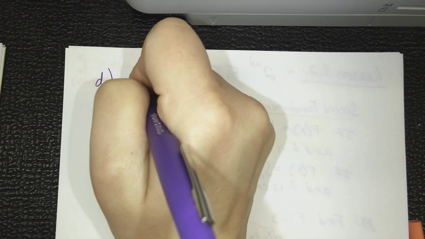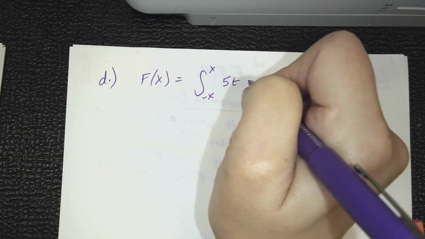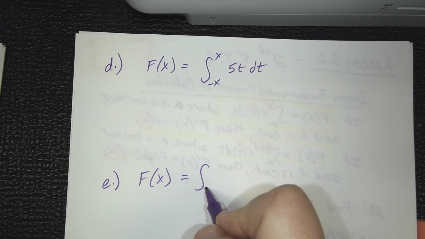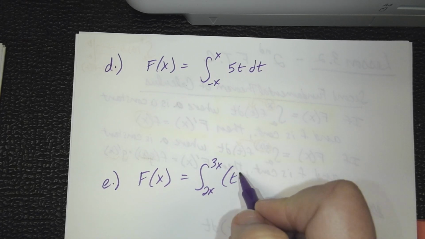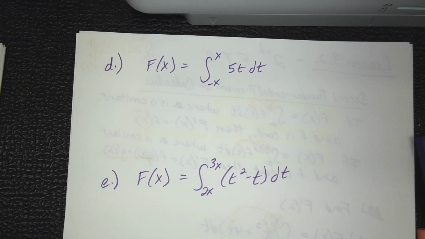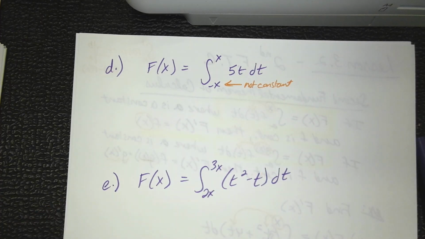Okay. F of x equals the integral from negative x to x of 5t dt. And then the last one, f of x equals the integral from 2x to 3x of t squared minus t dt. These are the last 2 we'll do. Again, your job is to notice these are not constants. Good job. That's the first thing you should notice. Do you notice that the bottom is not a constant? Yeah, it's really bad. Man, what am I going to do then? Don't worry. Okay, I'm going to help you out.